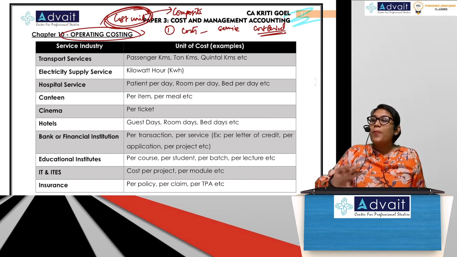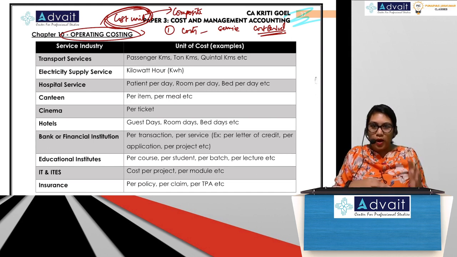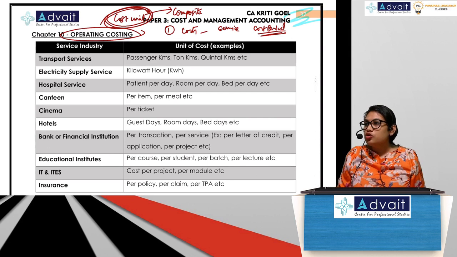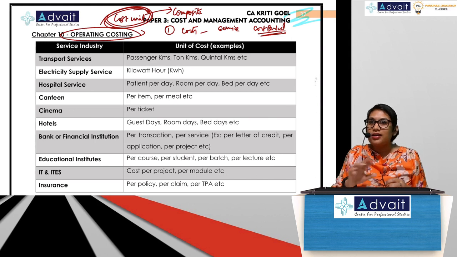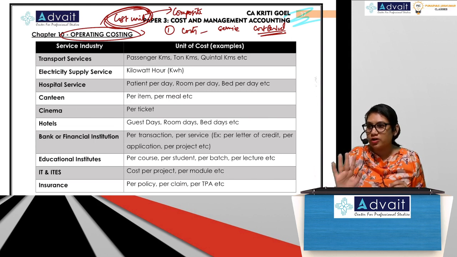Similarly, for passenger transport, say you're taking a bus and going from one place to another. How will you calculate your costs, and what will your cost unit be? Passenger kilometers. Don't say kg kilometers. People will throw stuff at you then.